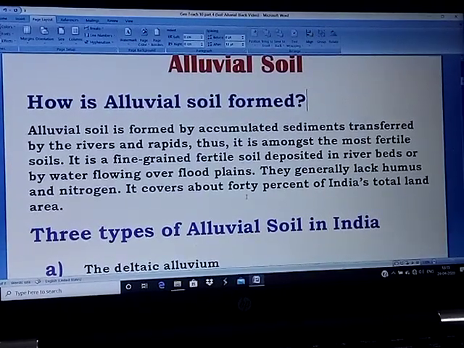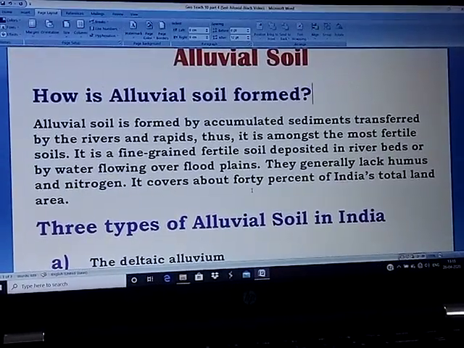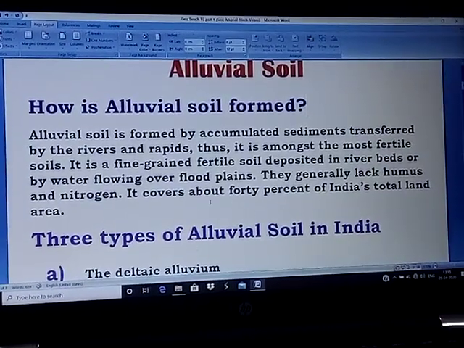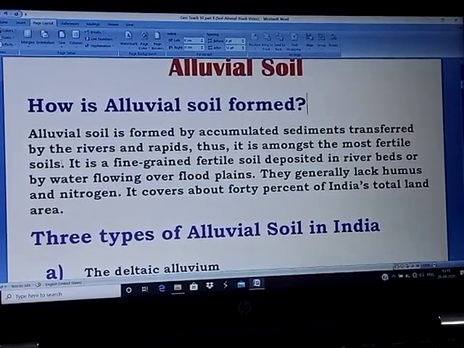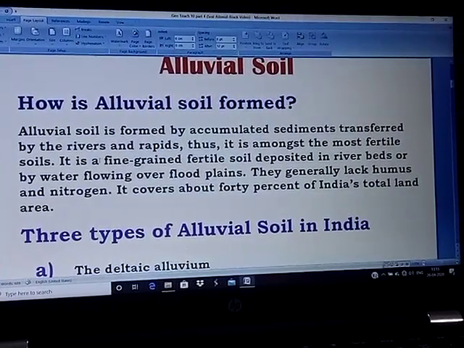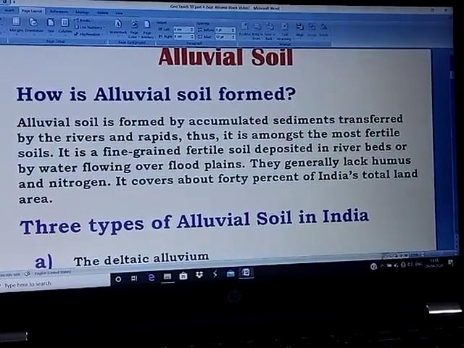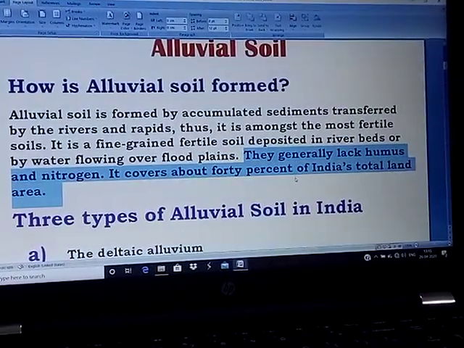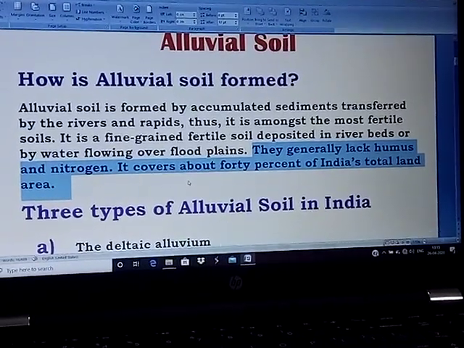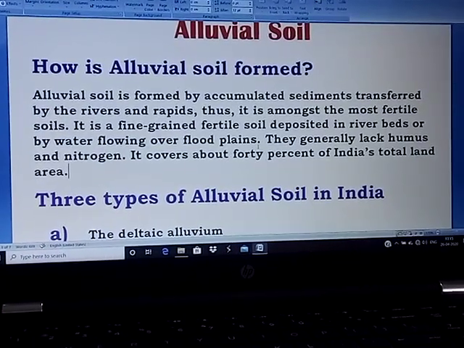Alluvial soil, as we all know, is formed by accumulated sediments transferred by the rivers and rapids. Thus, it is almost the most fertile soil. Among all the soils, this is the most fertile soil. It is a fine-grained fertile soil deposited in riverbeds or by water flowing over floodplains. They generally lack humus and nitrogen, but it covers about 40% of India's total land area.